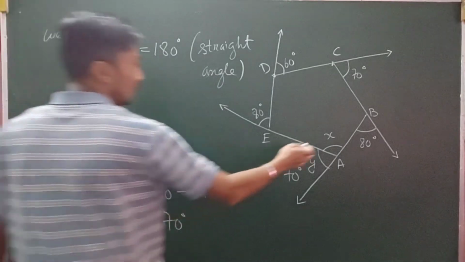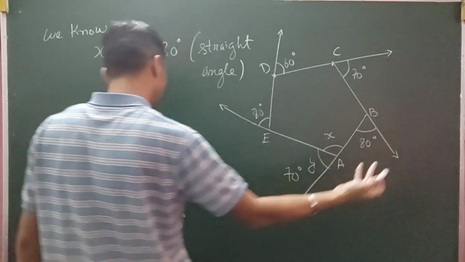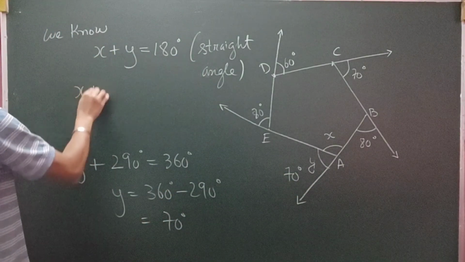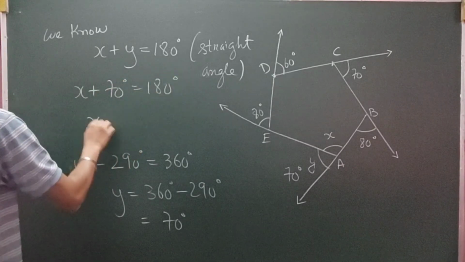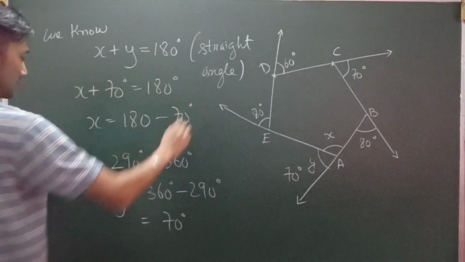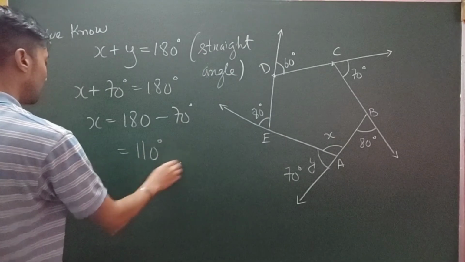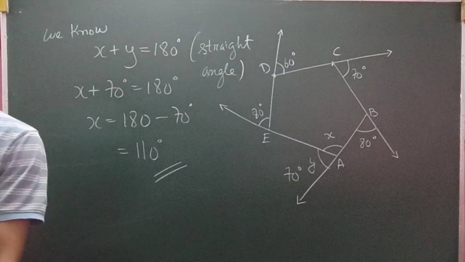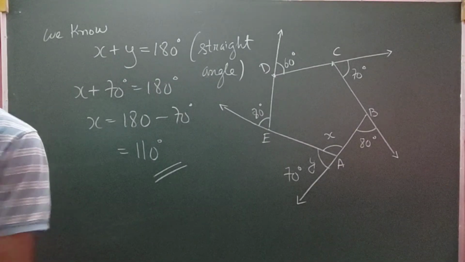So, we know that x plus y is a straight line or a straight angle, so that's why the total is going to be 180 degrees. No doubt about that. So, in that case, x plus 70 degrees is equal to 180 degrees. So x will be 180 minus 70, as 70 goes to the other side. So this will be equal to 110 degrees. So the value of x that we have here is 110 degrees.